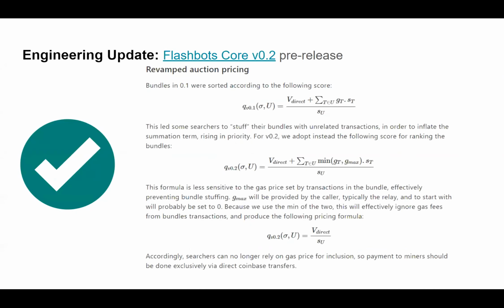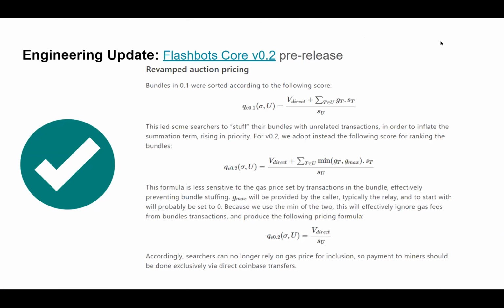So the original formula was calculating an implied gas score for each bundle. I'm looking at the first equation up here. It's looking at V direct, which is direct miner payments, along with the summation of the gas price times gas used of all the transactions in the bundle. And then it's dividing that by the total gas used in the bundle. This gives us an implied gas price in terms of Gwei, which allows us to sort the transactions and select the best one to be included.